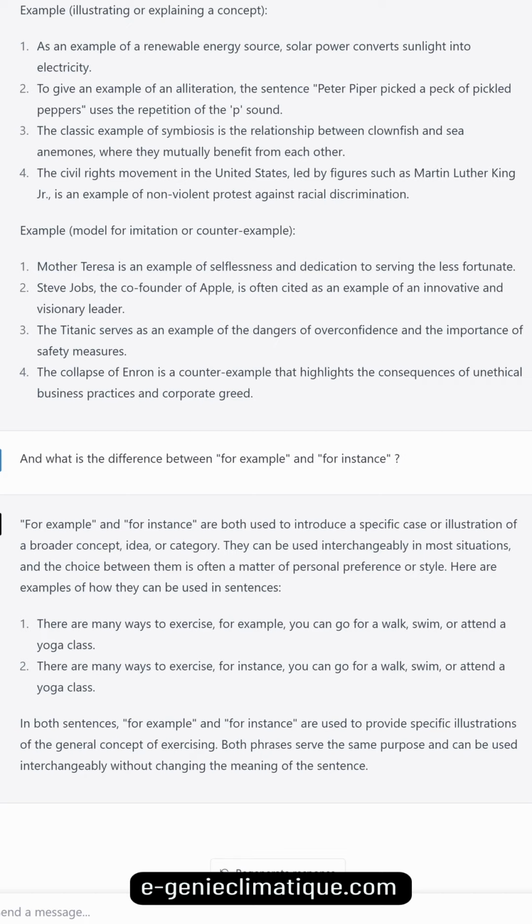There are many ways to exercise. For example, you can go for a walk, swim, or attend a yoga class. There are many ways to exercise. For instance, you can go for a walk, swim, or attend a yoga class.